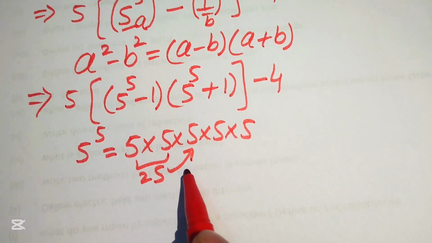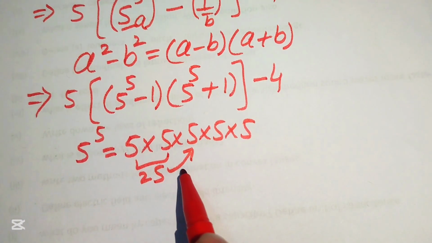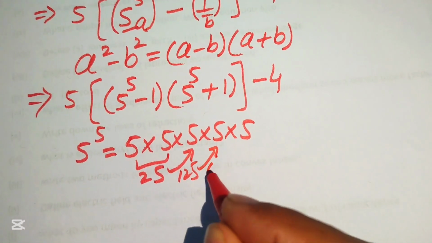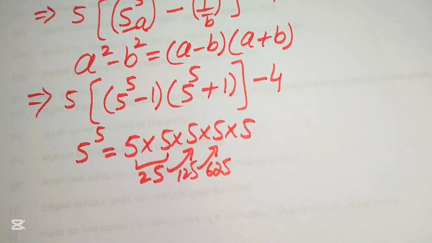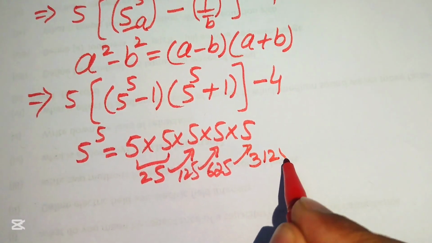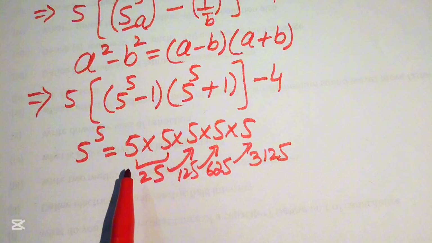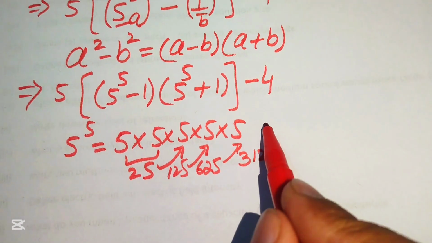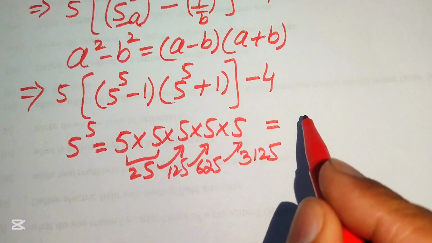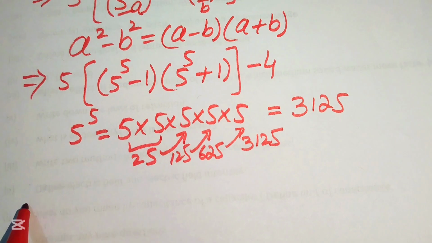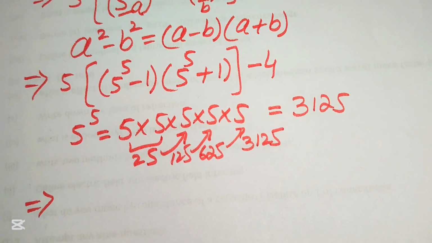25 times 5 becomes 125, and 125 times 5 becomes 625, and 625 times 5 becomes 3125. You can find this product of five 5s with the traditional method of multiplication, which you can learn about in your primary classes. So our final answer is that 5 to the power of 5 equals 3125. We need to substitute this value here.